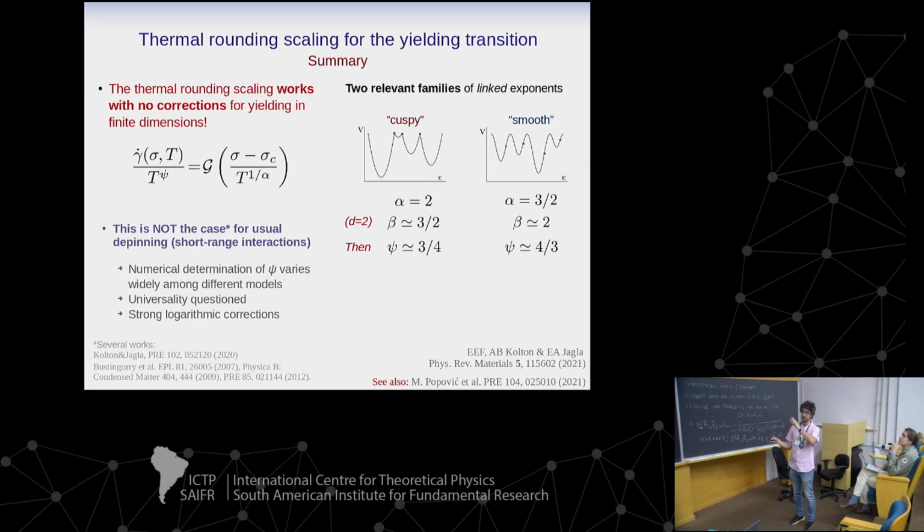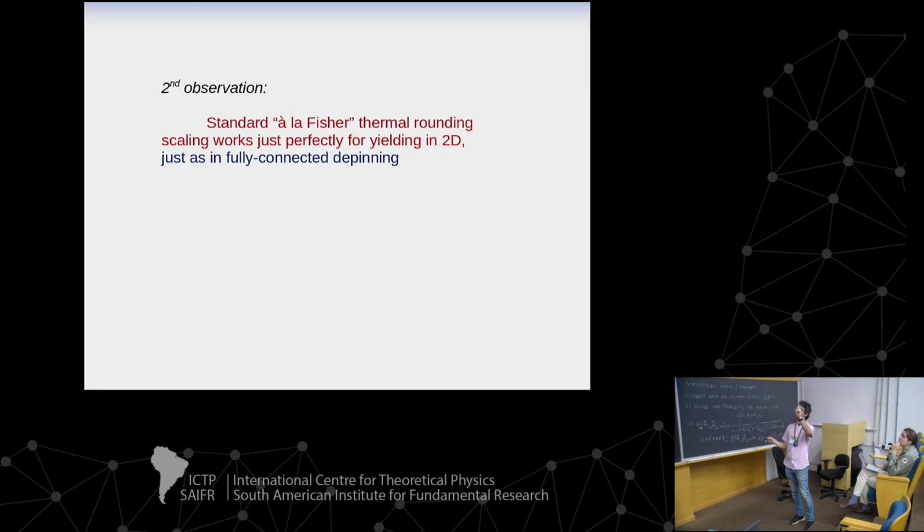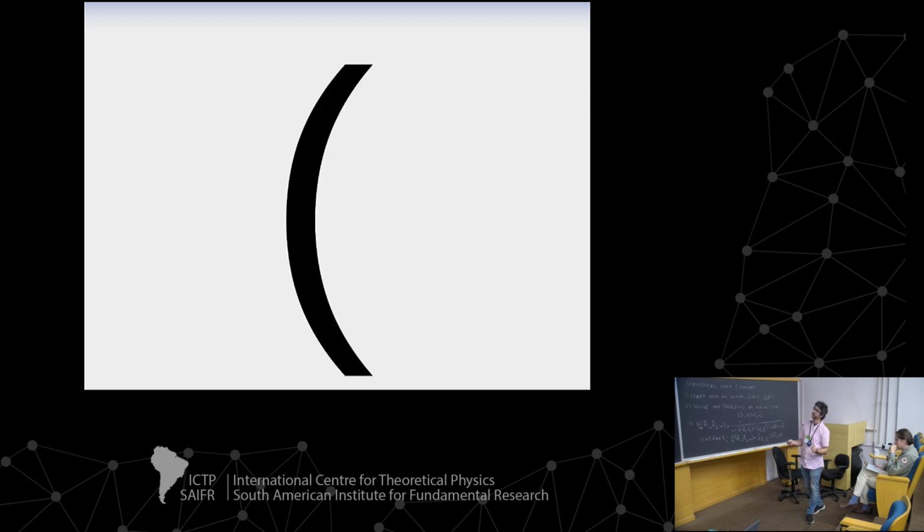Yeah, well, all this is about arguing that. I told you already one reason, now this is a second observation. The standard Alla-Fischer thermal rounding scaling, which is something in mean field, works just perfectly for yielding in 2D, just as in fully connected pinning. So what I'm saying now, I will repeat it again, is that yielding in finite dimensions, 2D, 3D, whatever, is like a problem in a fully connected system. Because of the long range interactions, it's effectively like mean field. So this is a bit of argument.